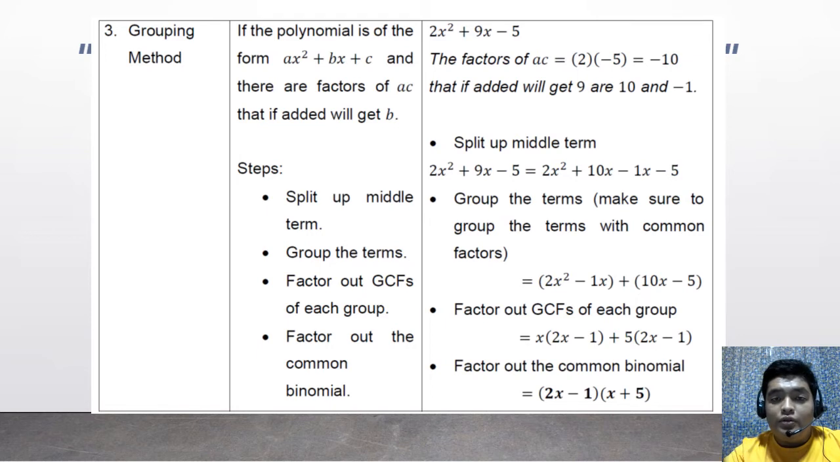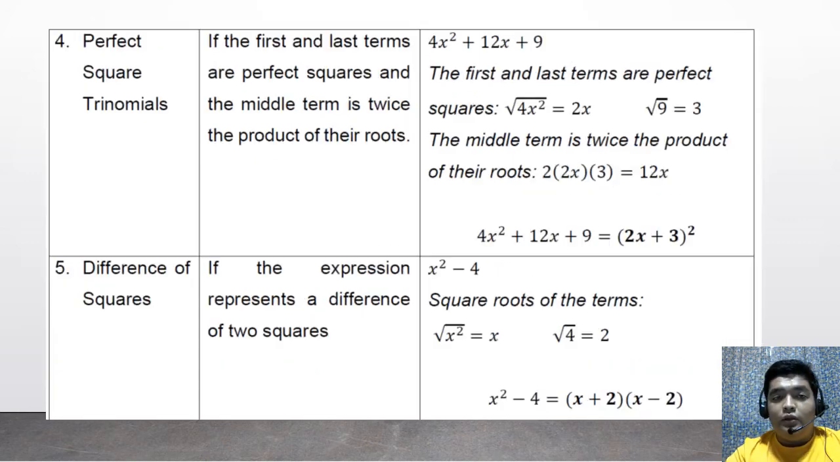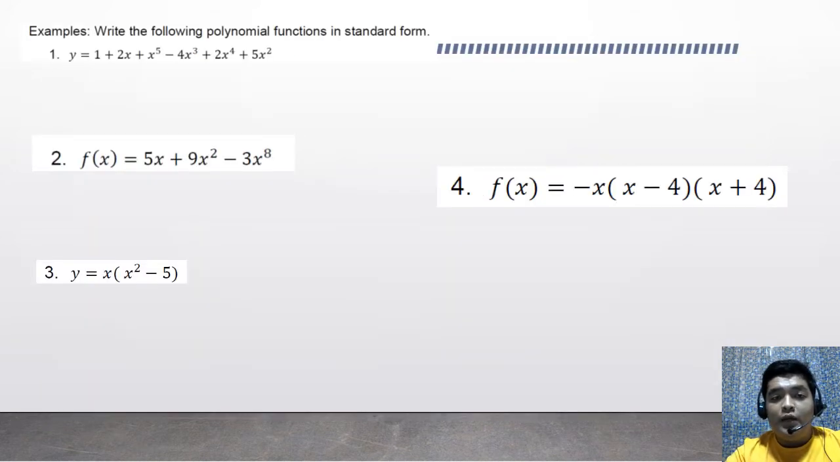Okay, so we already discussed also the grouping method, no? In our first grading, you have to check your module, no? It's already given there. Okay, we have the perfect square trinomial, the difference of squares. Okay, so we have examples.